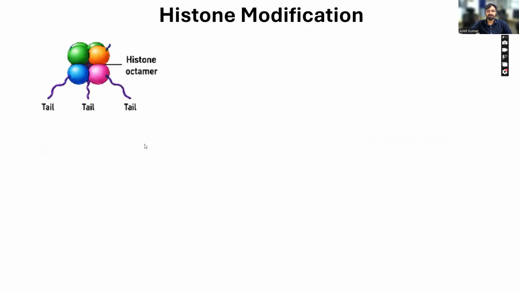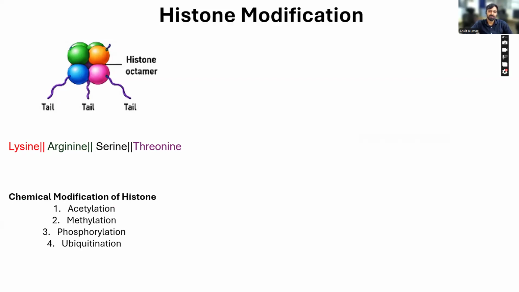So if we see the histone structure, you can see that it has a long tail, and this long tail is made of amino acids, because a protein is made up of a sequence of amino acids, right? And obviously this tail will be some amino acids. This amino acid can be lysine, arginine, serine, or threonine, depending upon what kind of amino acids are there.